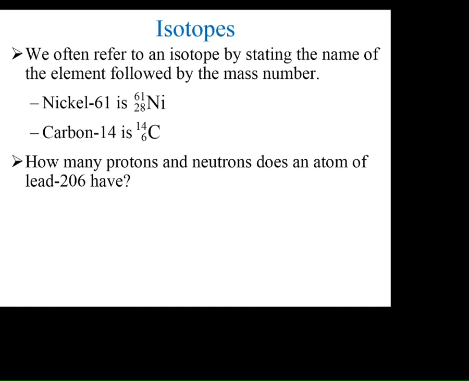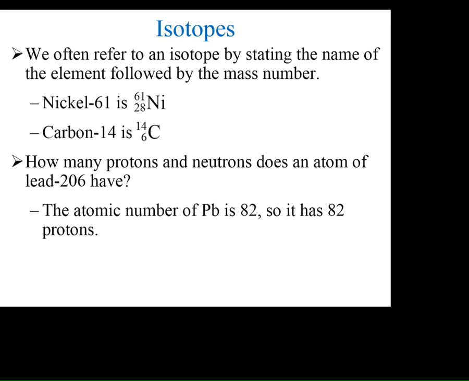So it has 82 protons, which means if it has 82 protons, how do you find the neutrons? Take 206 and subtract 82, so how many neutrons would it have? 124, right? 206 minus 82. So again, protons are easy to find. You find it on your periodic table. The neutrons, subtract it from the mass number.